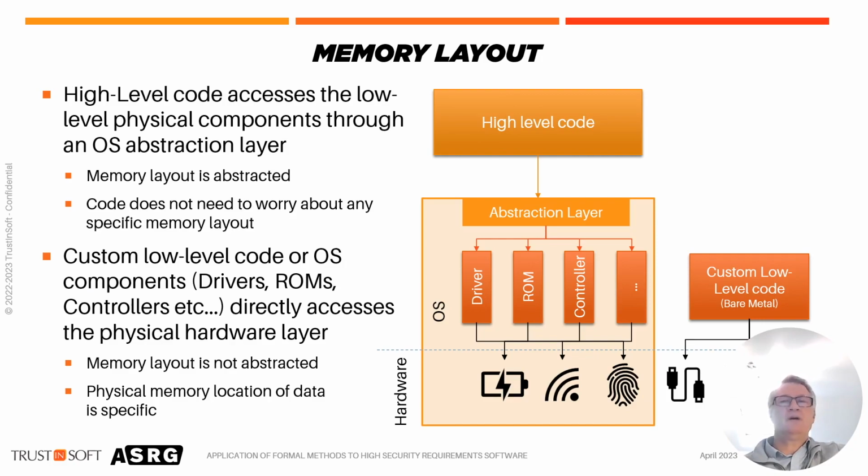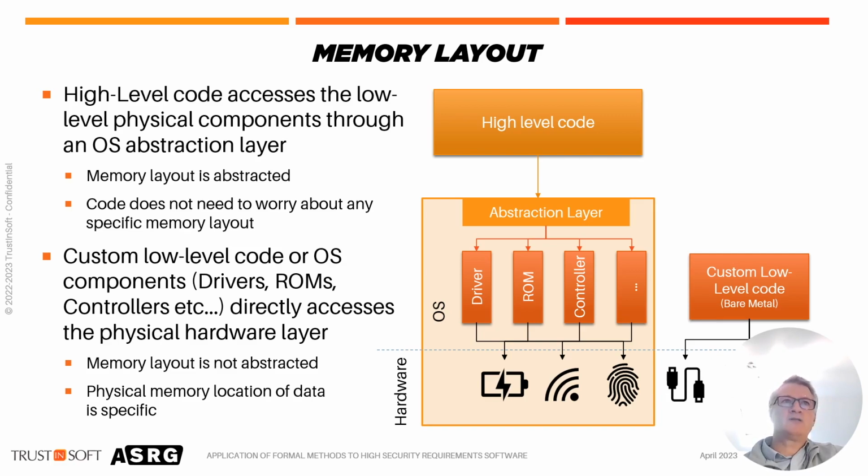The memory layout is quite important, and that's where formal methods are particularly well suited for low-level code. For high-level code, you access the low-level physical components of your target through an abstraction layer. The memory layout is more or less completely abstracted, and the code does not really need to worry about any specifics of the memory layout. When you speak about low-level code, that's completely different.